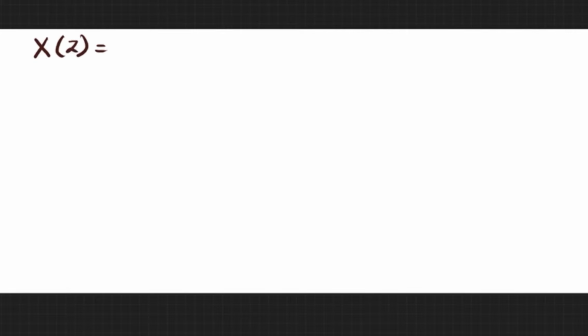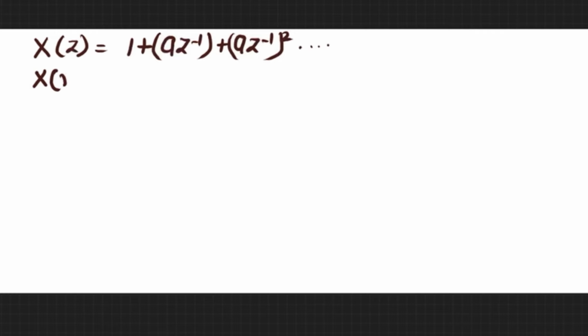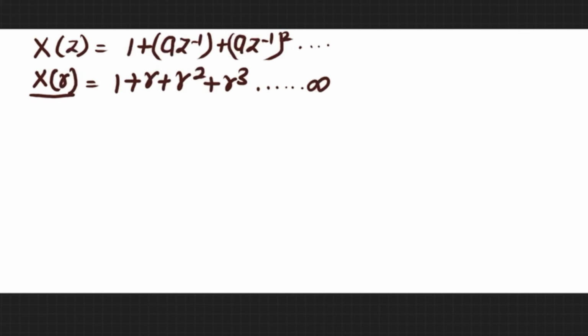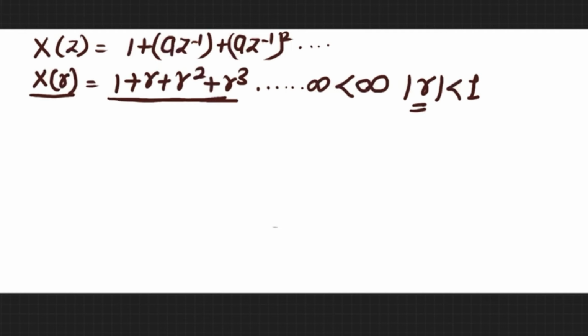We are getting X(z) as 1 plus az inverse plus (az inverse) square and so on. Now the series is an infinite GP, 1 plus r plus r square plus r cube and so on up to infinity. The result of this series will be finite only when the value of r, the common ratio, is less than 1.